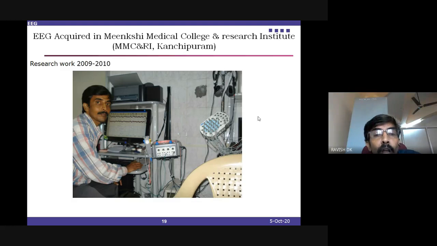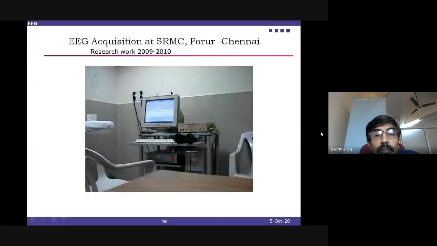This is a photograph I took at the Neurology Department of Meenakshi Medical College and Research Institute, working on some cognition activity. In the picture you can see me working on a modern digital computer with EEG. It has a head box with many electrodes. This is the alpha feedback. One person should have an alpha signal, no?